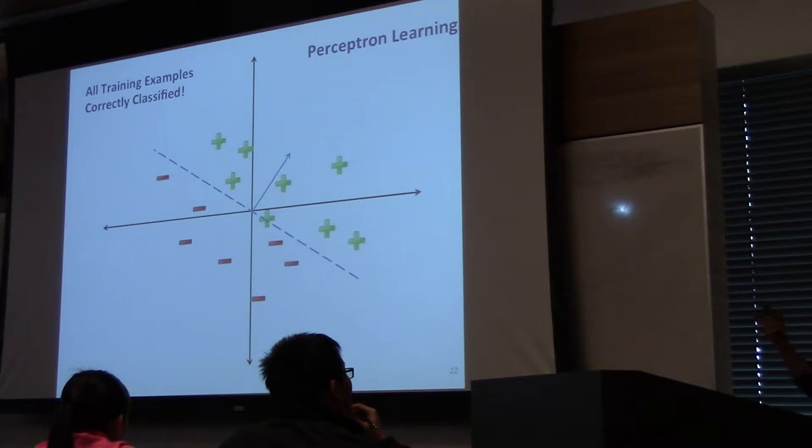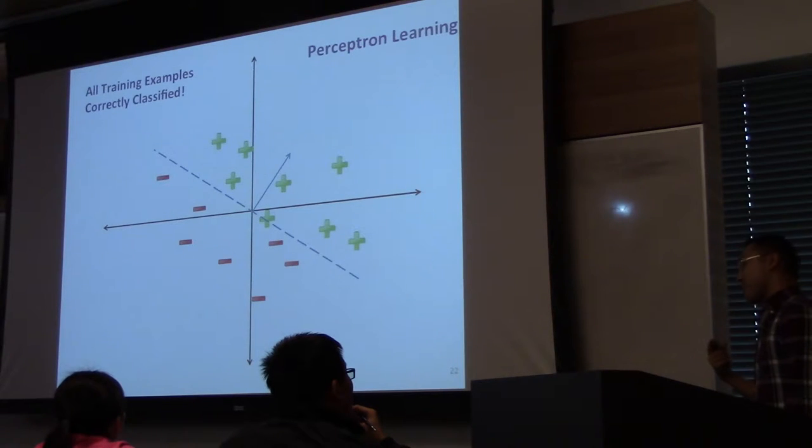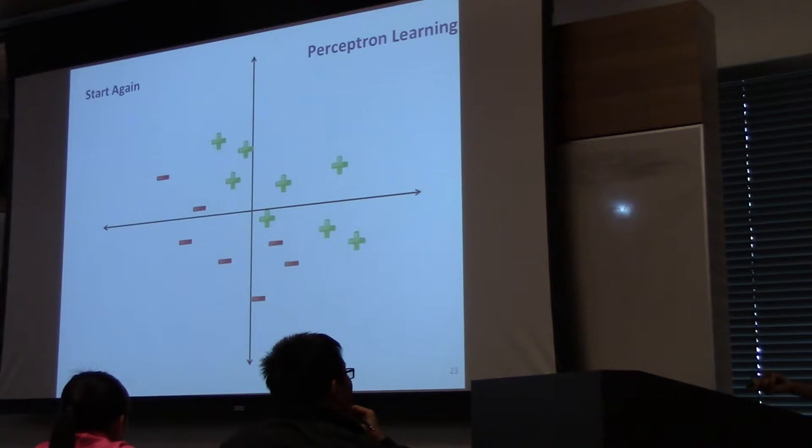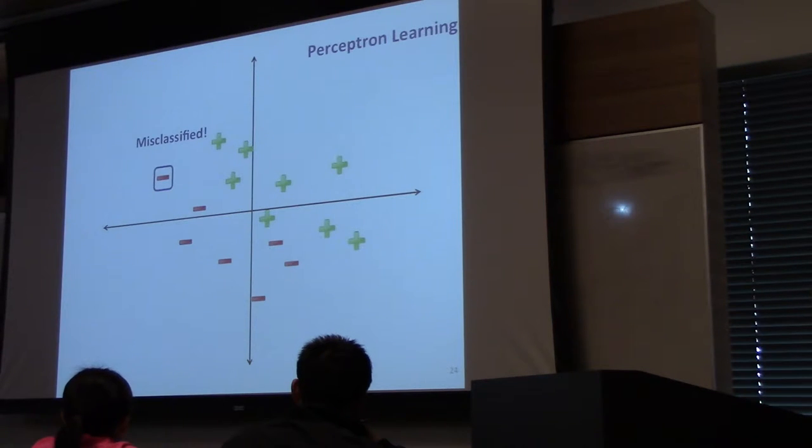It can oscillate. It could potentially oscillate. Yeah. But let me just go through another example, right? Because I just went through an arbitrary sequence of training examples. Let's do another arbitrary sequence, a different sequence. So let's start again.